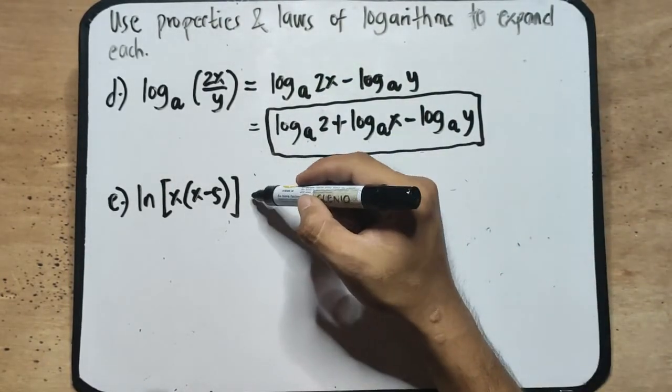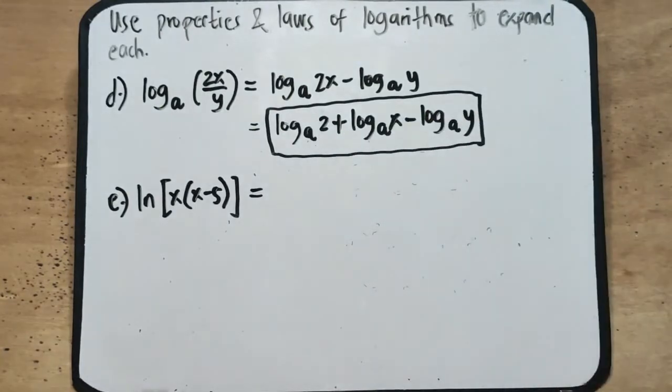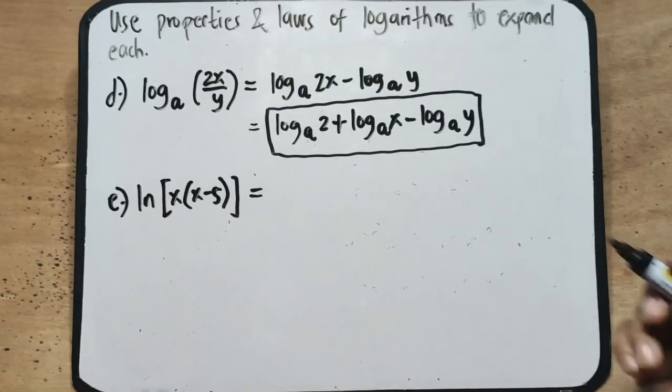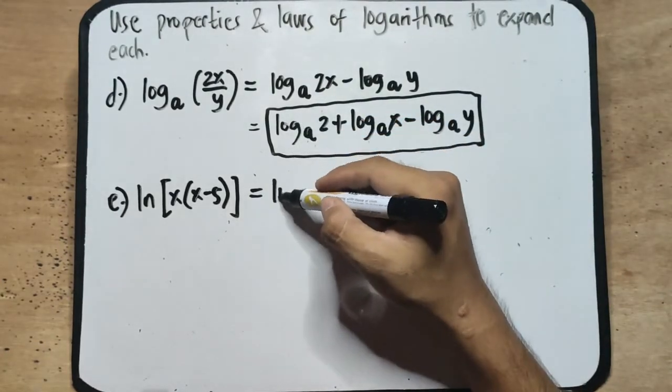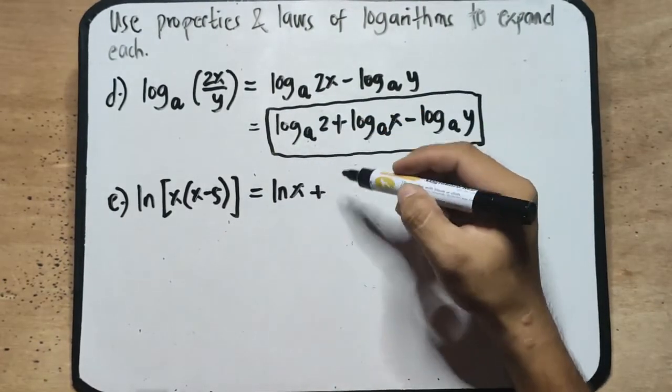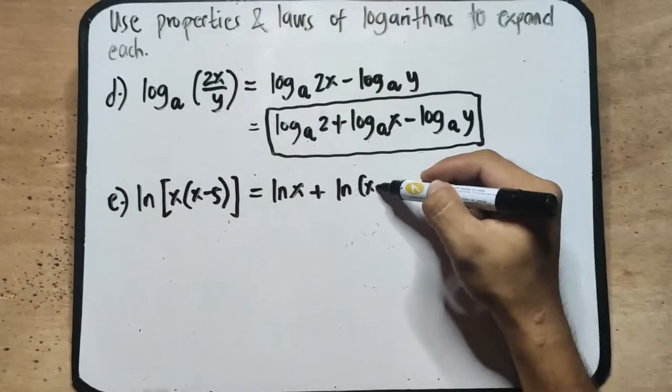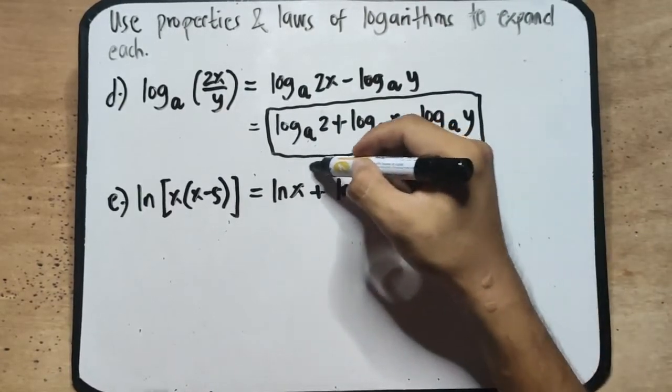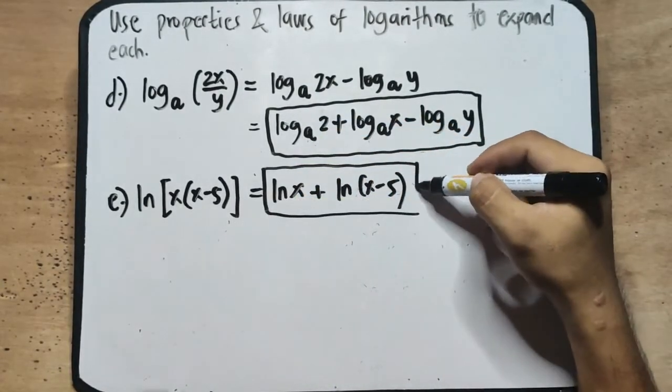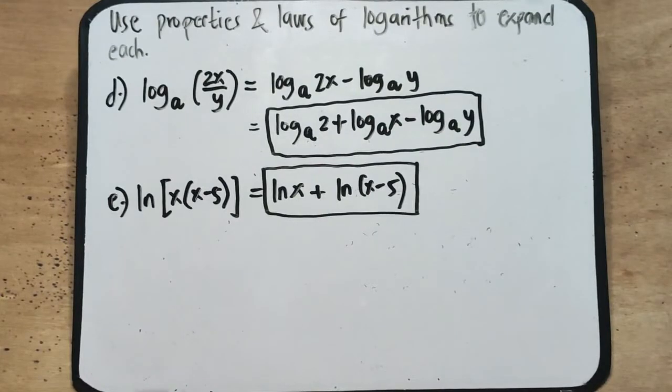So, for the fifth item, we have ln of x times x minus 5. Since multiplication, that can be expanded using the first law, it will become addition. So, we have ln x plus ln of x minus 5. So, this is the expanded form of the given logarithmic form. Understood?